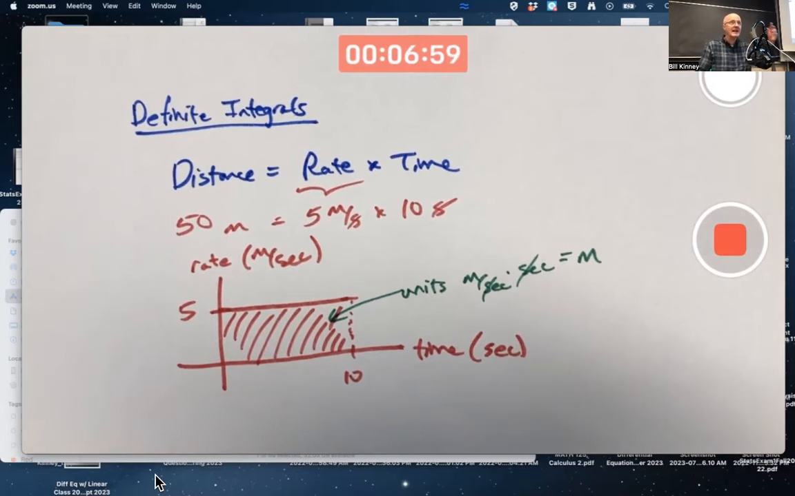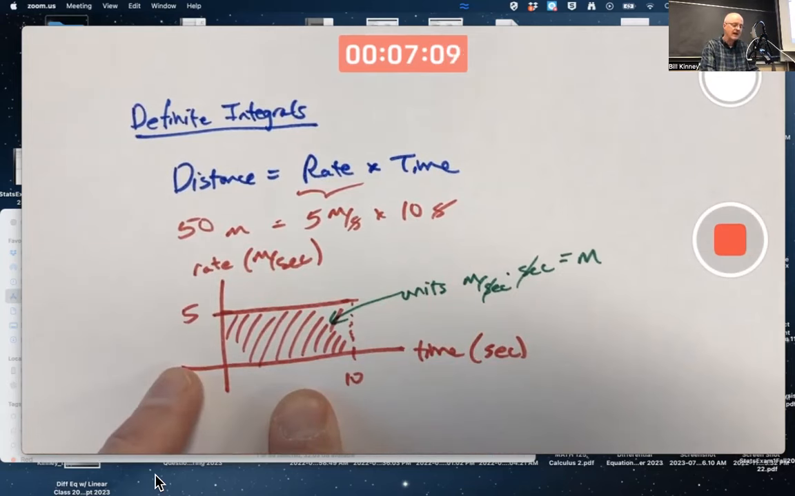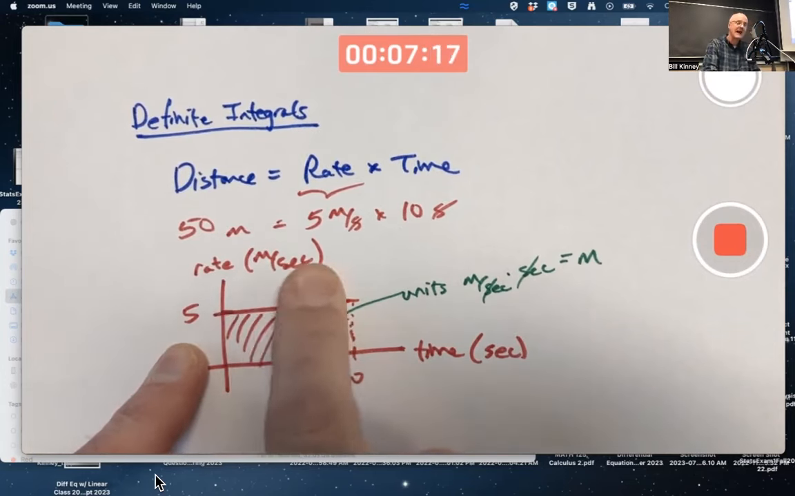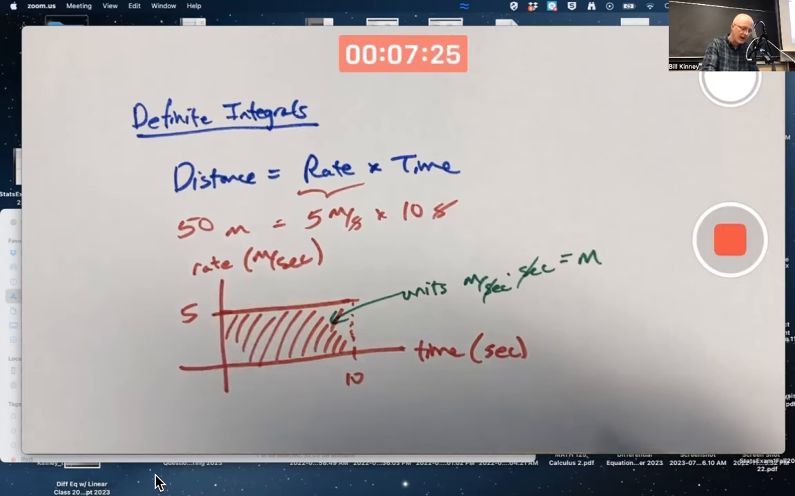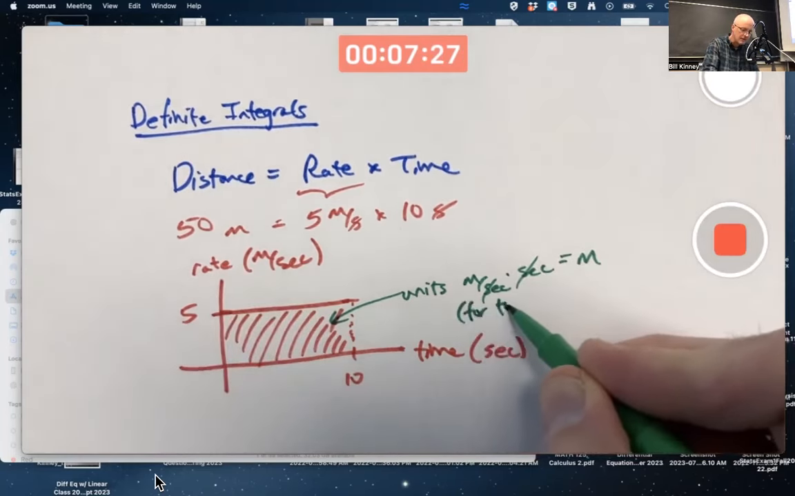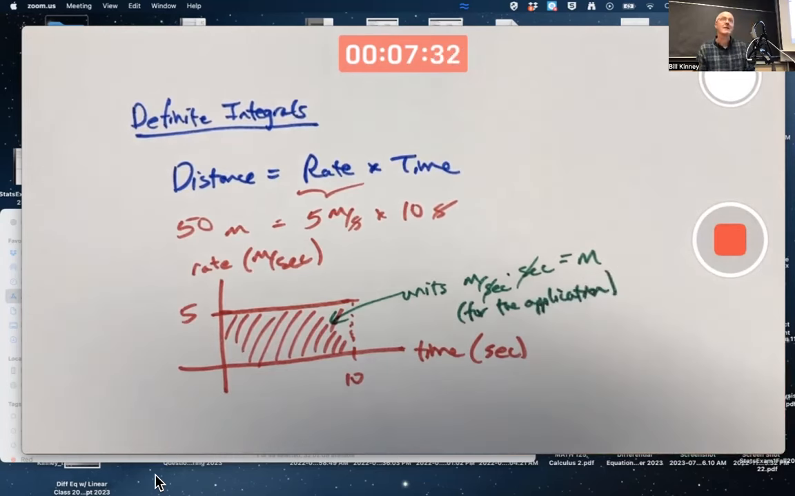I'm imagining jogging at a constant rate of 5 meters per second for 10 seconds. I multiply to get my distance traveled to 50 meters. Just like to find the area of this rectangle, I multiply base times height, 10 times 5 to get 50. The units are units of this axis times units of this axis. Meters per second times seconds gives you meters. That's the units for the application. That's very important that you realize that you want to think that way in terms of understanding what integrals are for.